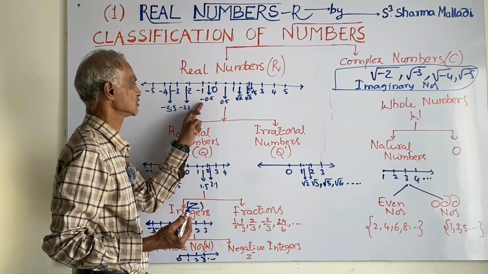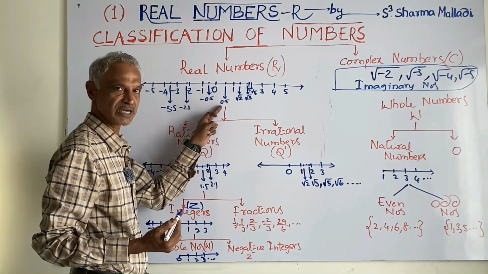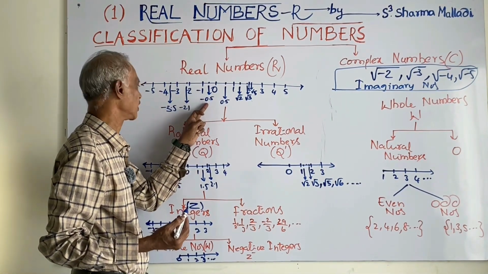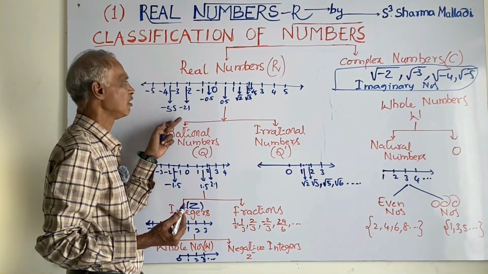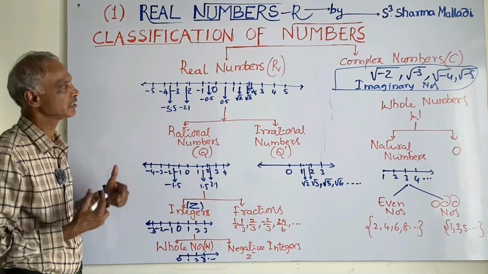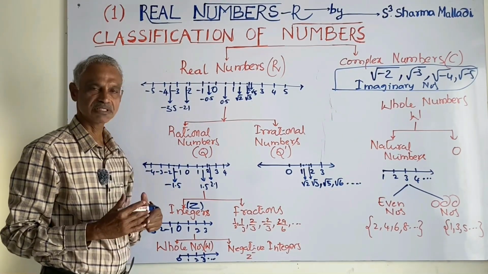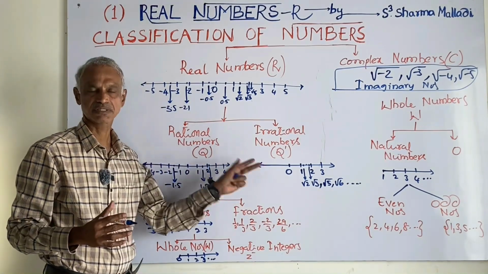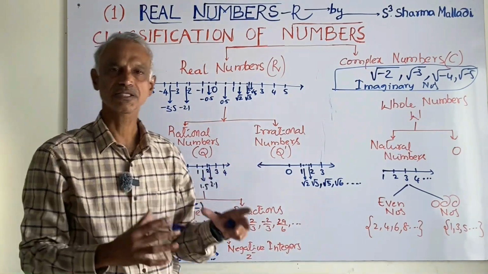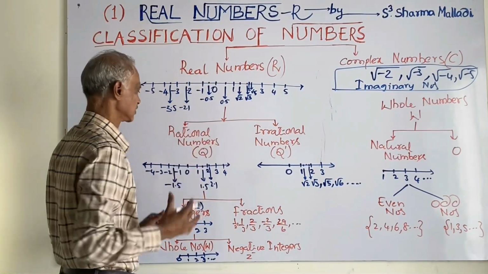And minus 0.5, 0.5, minus 2.1, minus 3.5. All these rational numbers are also real numbers. Now real numbers are divided into two: rational numbers and irrational numbers. Already I told you, rational numbers and irrational numbers together are real numbers.